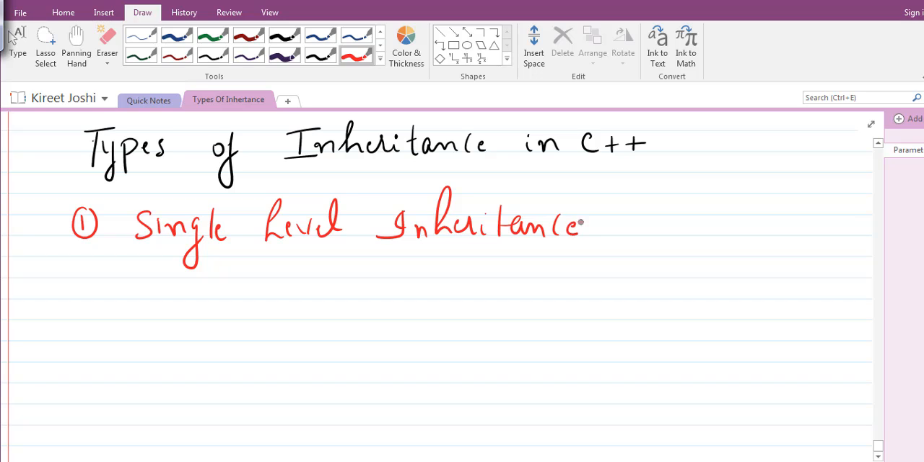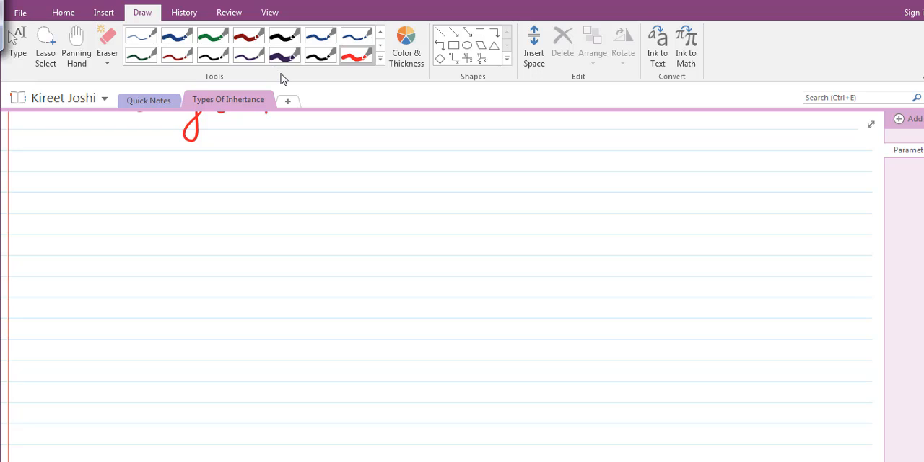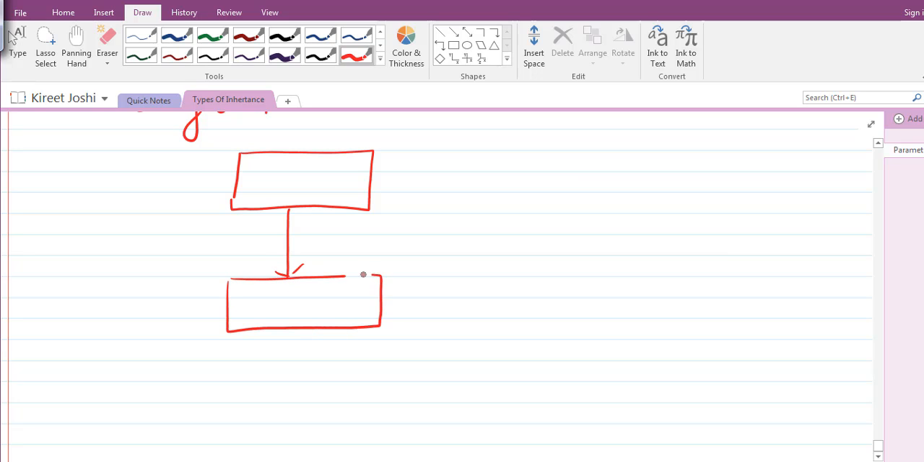So what happens in this type of inheritance? Okay, there is a single level between a child class and a parent class. So you can just see in this way that these are two classes, and the first one is the parent class. So this is the parent and this one is the child class. As you all know, the child class is also known as a derived class.